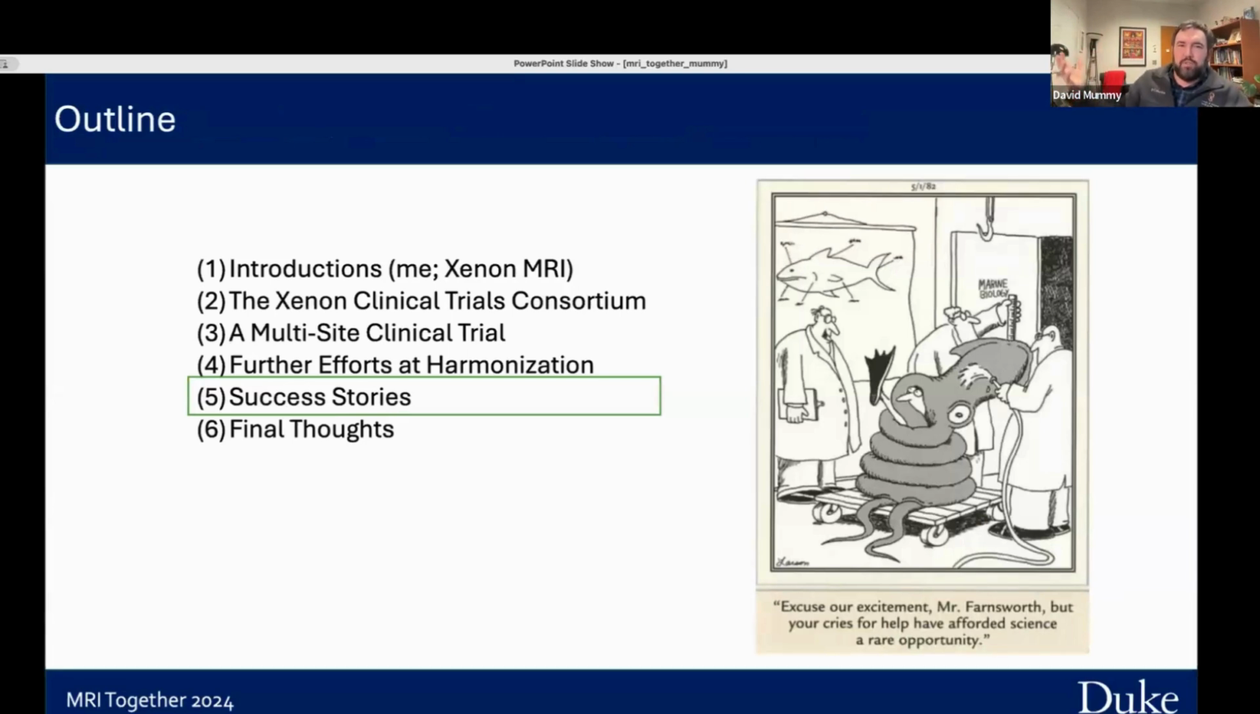So we've grown those tools and they've kind of taken on a life of their own outside that initial clinical study, which is great. So I want to just talk about a few success stories that sprang from that, and then leave you with words of wisdom.